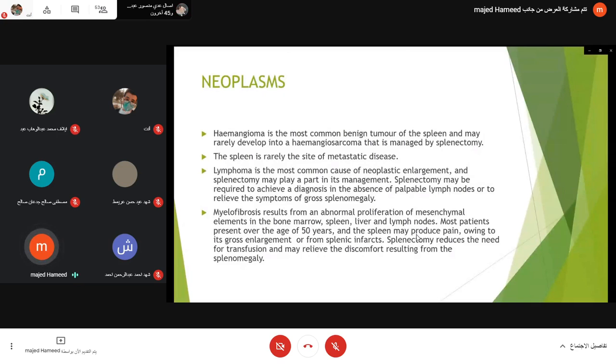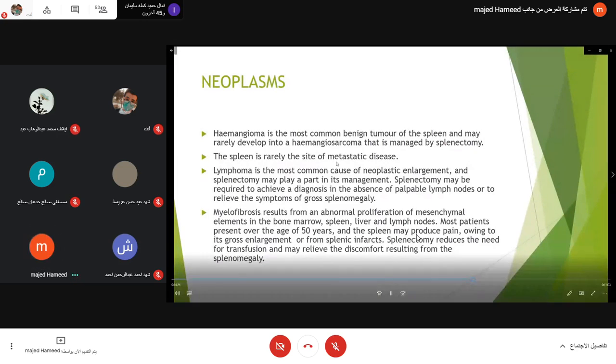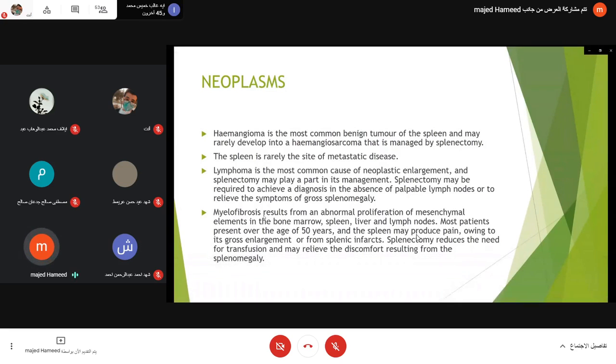Myelofibrosis results from an abnormal proliferation of mesenchymal elements in the bone, spleen, liver, and lymph nodes. Most patients present over the age of 50 years, and the spleen may produce pain owing to its gross enlargement or from splenic infarction. Splenectomy reduces the need for transfusion and may relieve the discomfort resulting from splenomegaly.